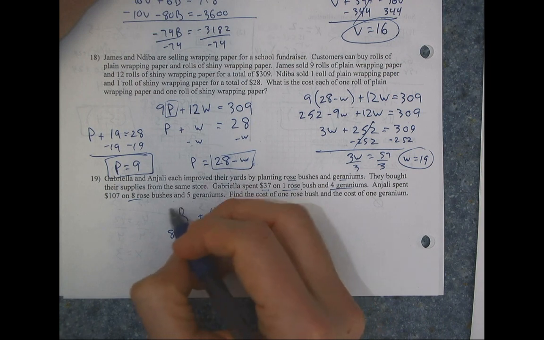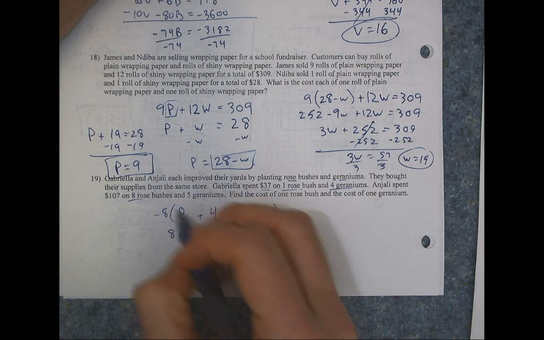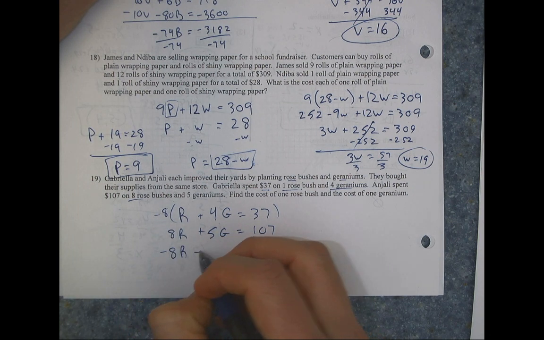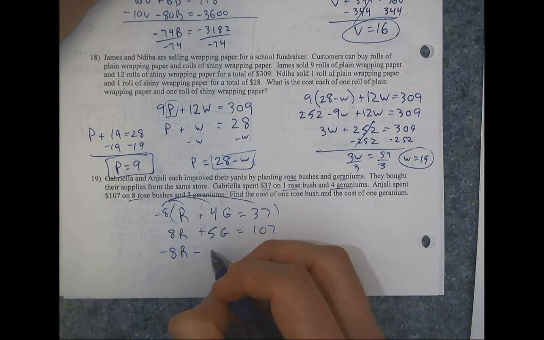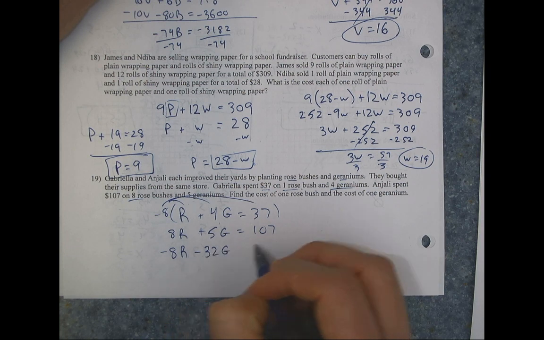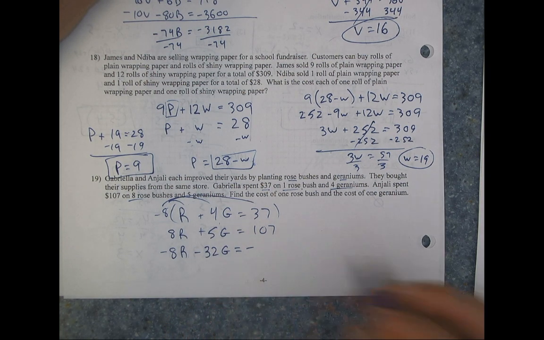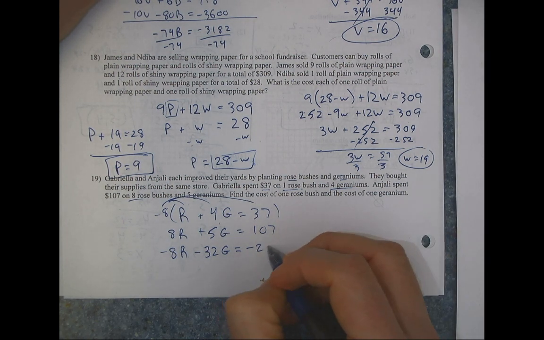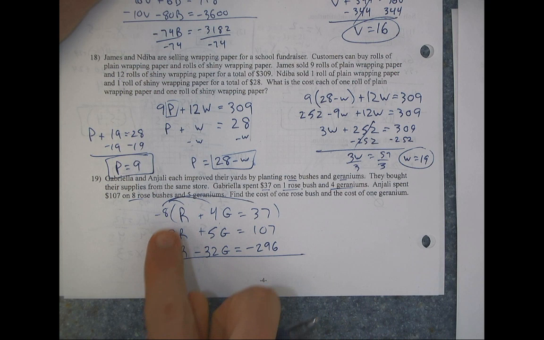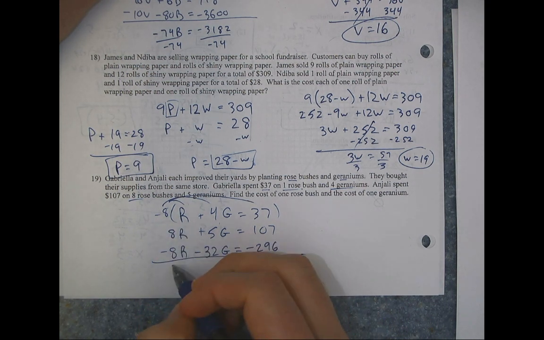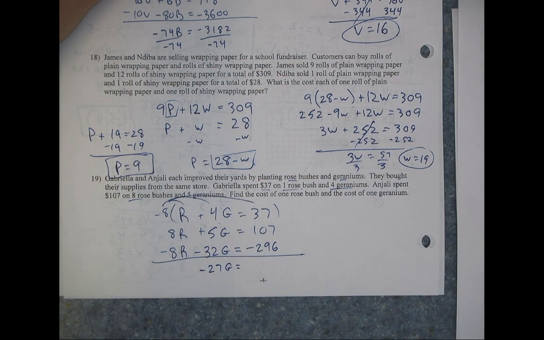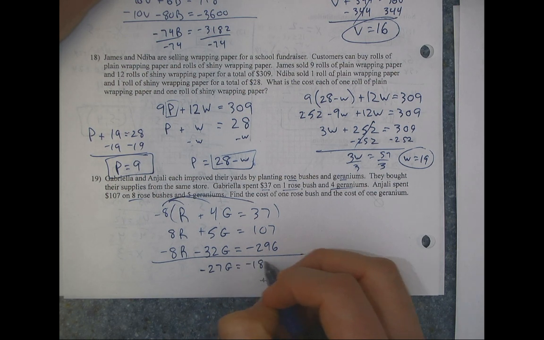I'm going to go back to the old way of doing it here, though. I'm going to multiply by -8 to create a -8R. Distribute to everything. So that's -32G. And this is going to be a -8 times 37, 296. So now when I stack these two up, I have things that cancel. The R's will cancel. So this is -27G. And 107 minus 296 is -189.